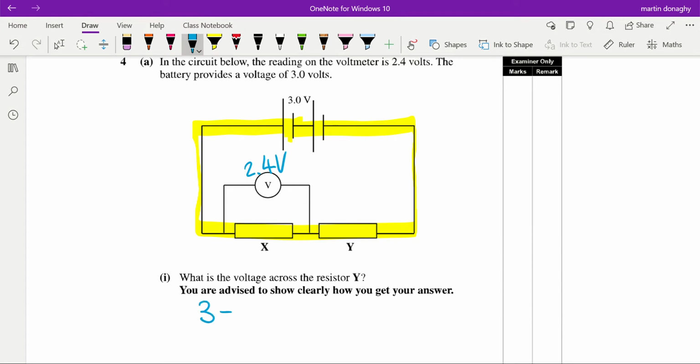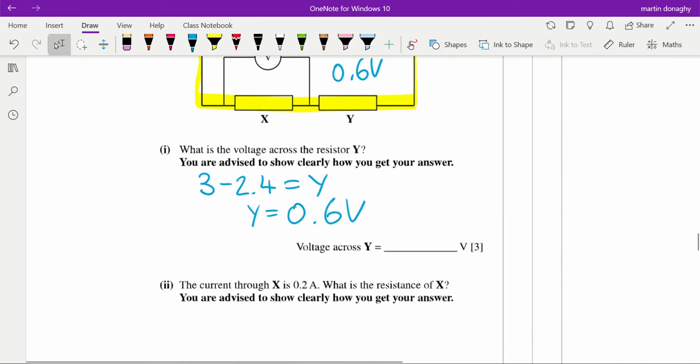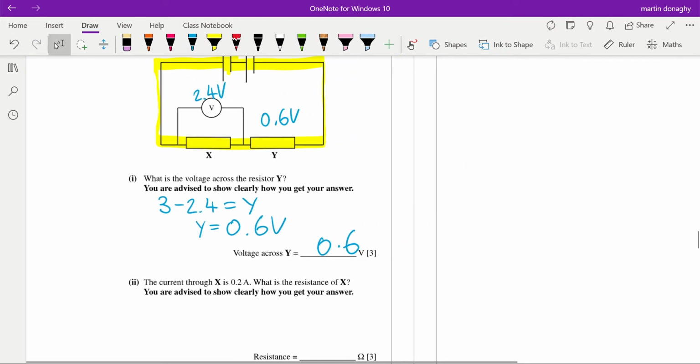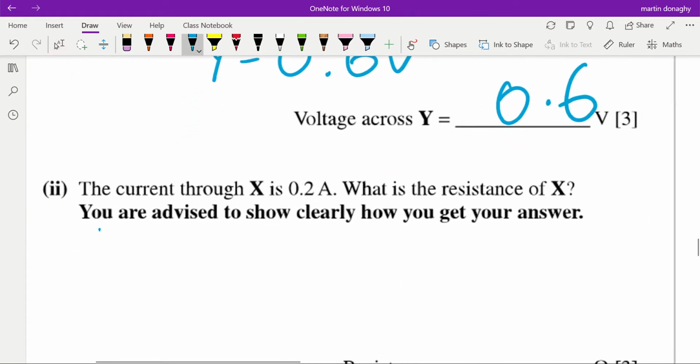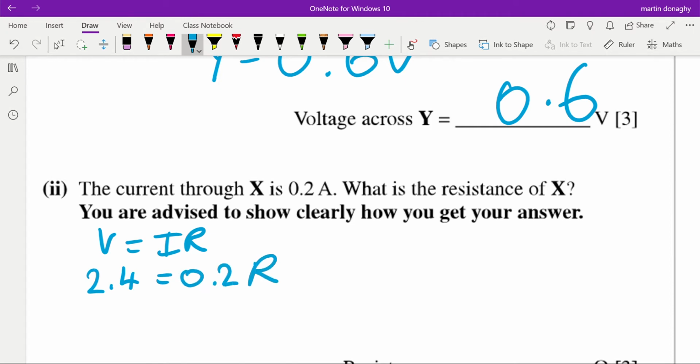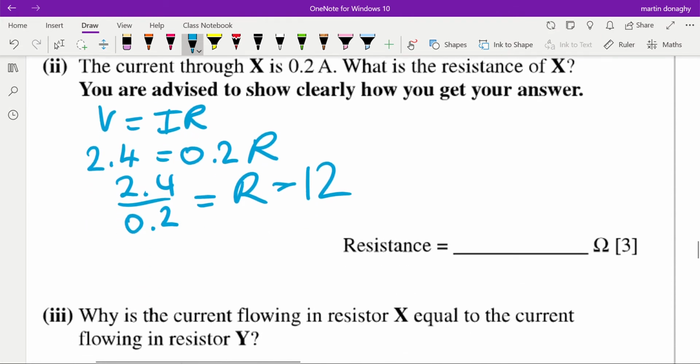So it has to add up to give 3 volts. So this must be 0.6 volts. The current through X is 0.2 amps. What is the resistance of X? Well, we can do V equals IR. The voltage across X, we were told, is 2.4, is equal to 0.2 R. 2.4 divided by 0.2 equals R, which is 12 ohms.